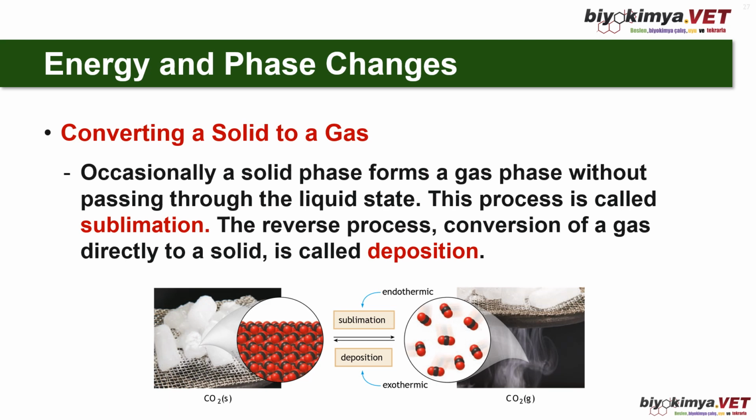Carbon dioxide is a good example of a solid that undergoes this process at atmospheric pressure. At reduced pressure, other substances sublime. For example, freeze-dried foods are prepared by subliming water from a food product at low pressure.